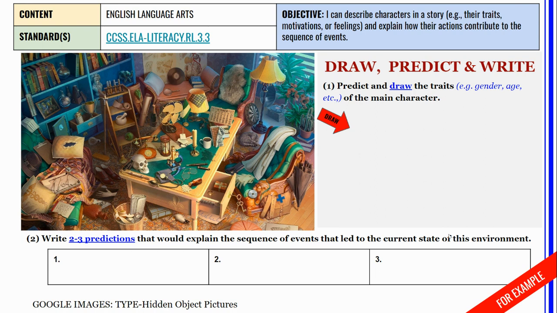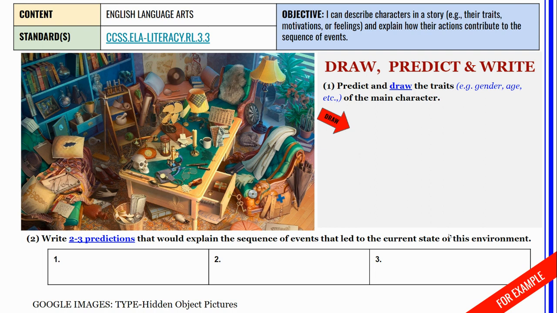What you see on the screen is a hidden objects picture. Many of us as educators, when we were younger, may have experienced these and really enjoyed finding the hidden objects. This allows us to explore that a little bit further. I can describe characters in a story, their traits, motivations, and feelings, and explain how their actions contribute to the sequence of events. Look at this room. What were the sequence of events that occurred to get this room to the place where it looks like what we see in front of us?